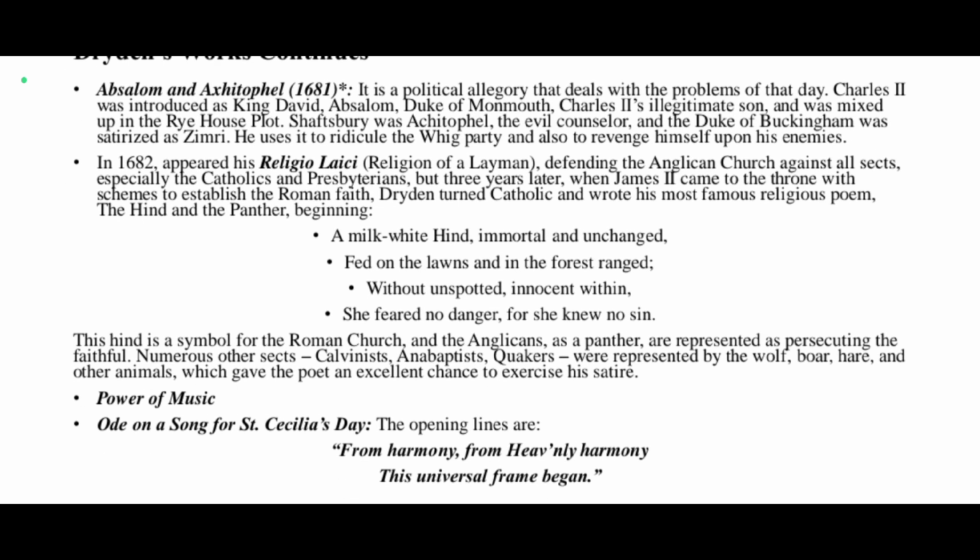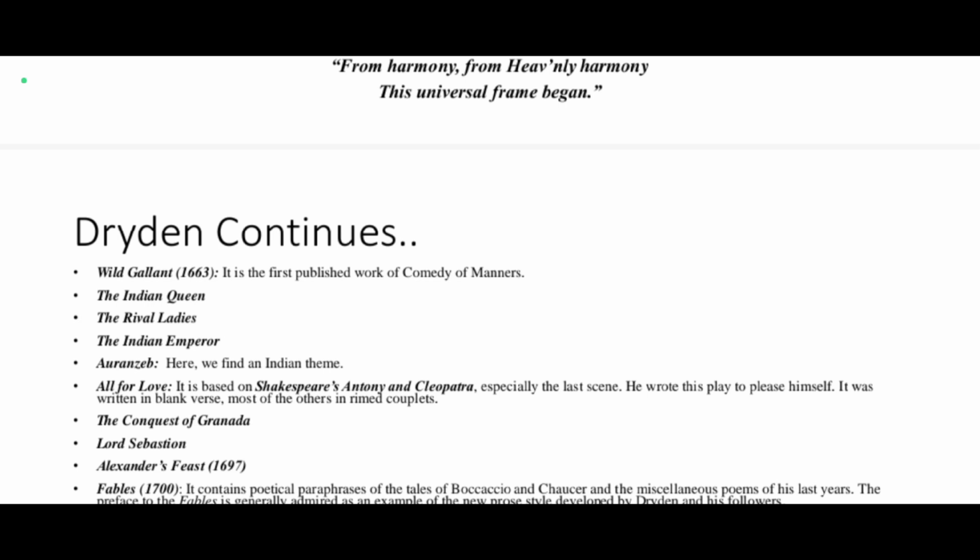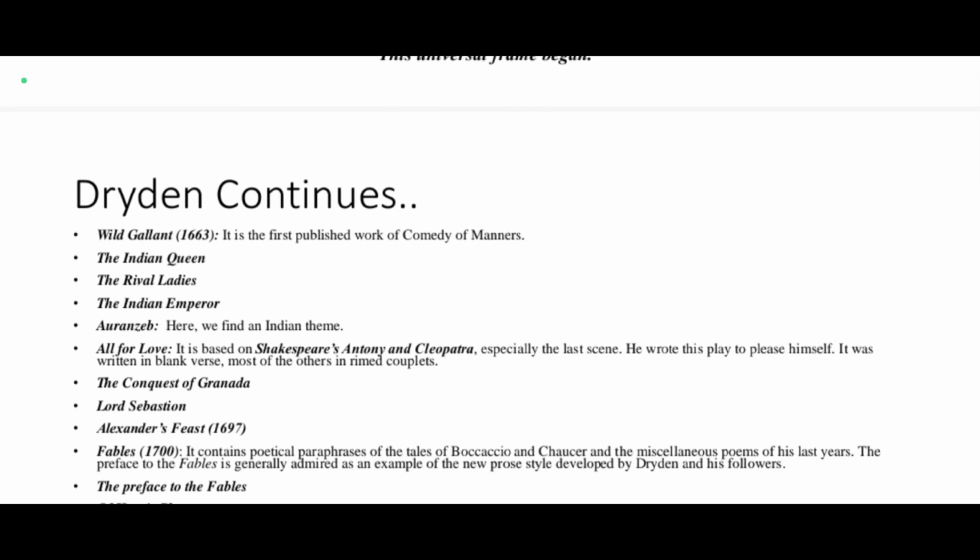Next he has written Power of Music, the title is enough, and he has also written Ode on a Song for Saint Cecilia's Day. The opening lines of these poems are: from harmony, from heavenly harmony, this universal frame began. Next he has written The Wild Gallant, which was published in 1663. It is the first published work of comedy of manners.